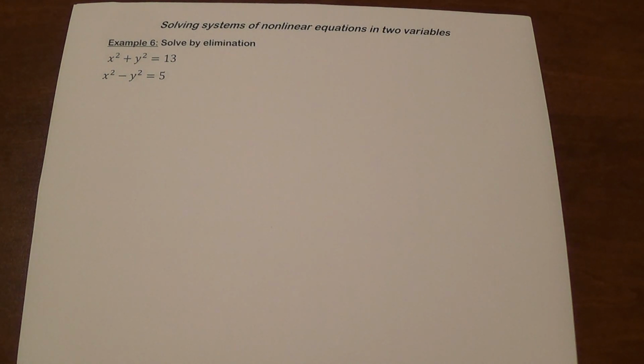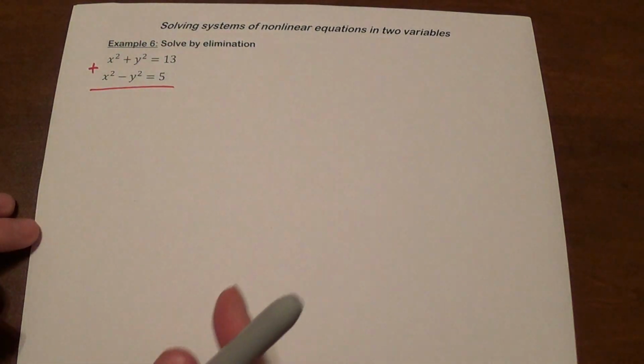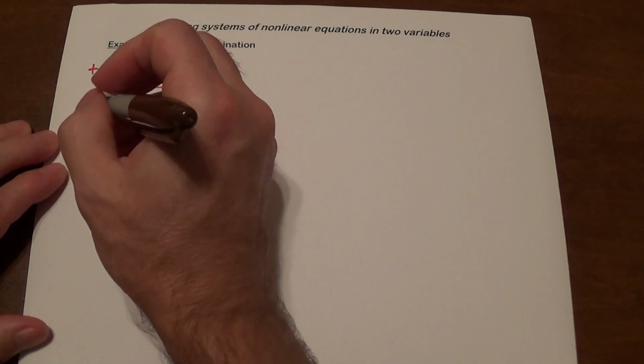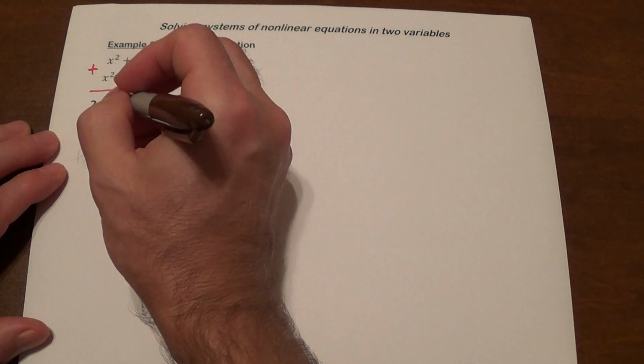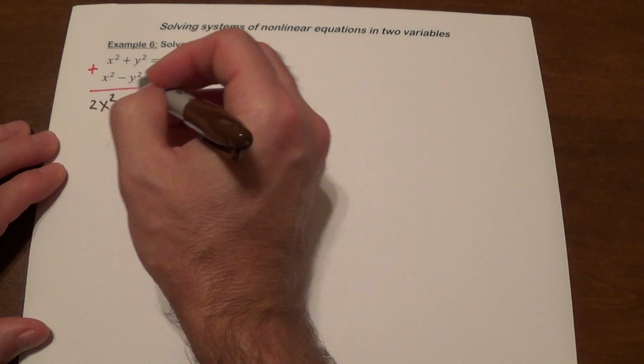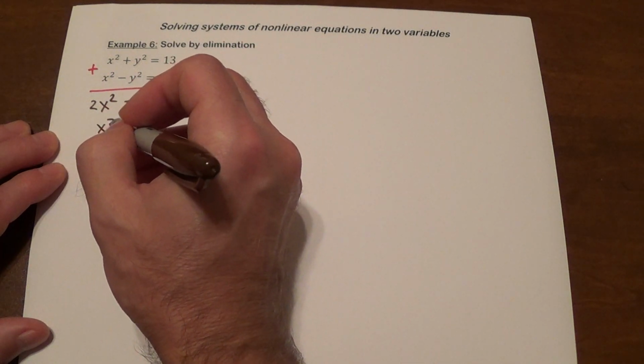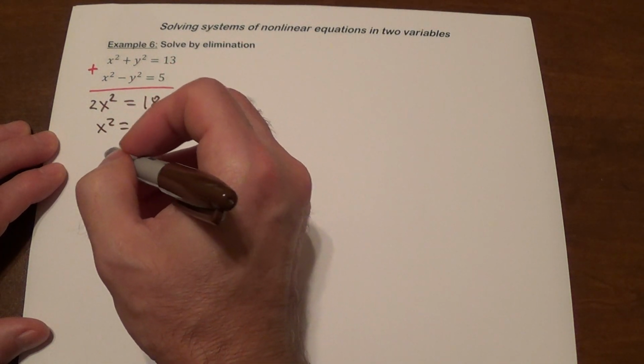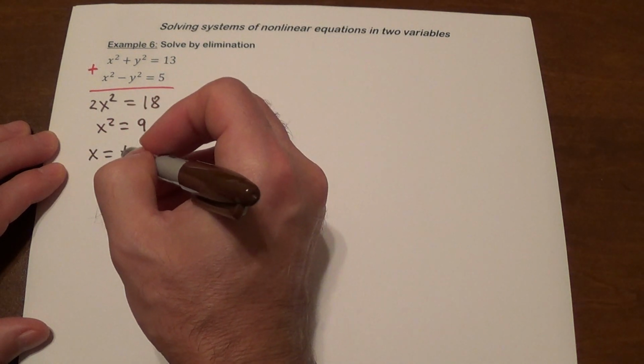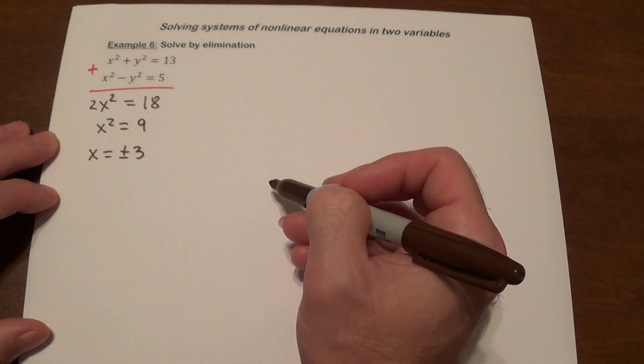How do we eliminate this? Well, you have x² + y² and x² − y². You can either add or subtract. Let's just add. This way we'll be able to get rid of y². It doesn't really matter which one you do first, you will end up with the same exact solution. So we're going to have 2x² = 18, since y² cancels and 13 plus 5 is 18. So x² = 9, and x is going to equal plus or minus 3.